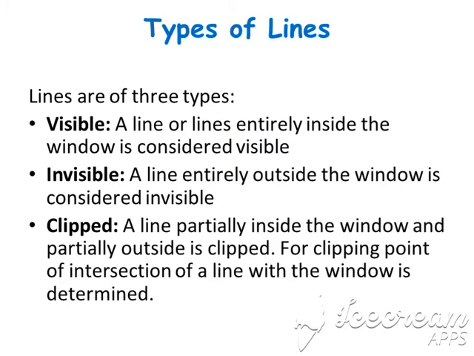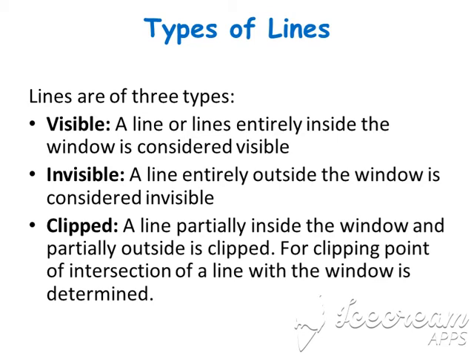In line clipping, we first need to know that there are three types of lines: visible line, invisible line, and clipped line. We always have a clipping window. If the line lies entirely inside the clipping window, then it is called visible. If it is entirely outside the window, then it is invisible. If it lies partially inside the window and partially outside the window, then it has to be clipped. And also the clipping point is required, that is, we need to find the intersection point.